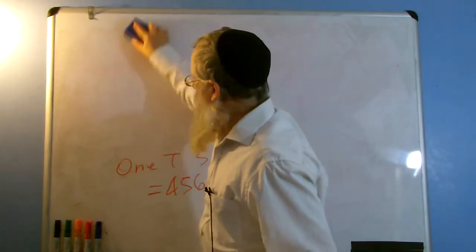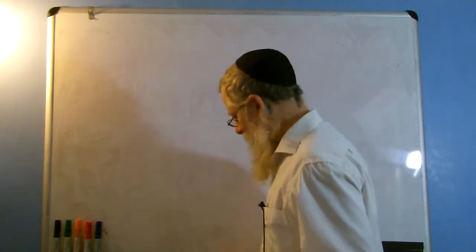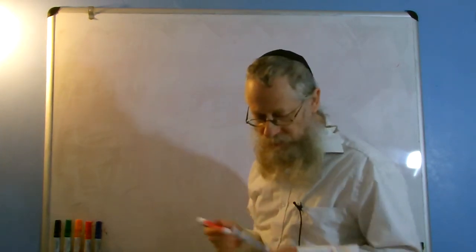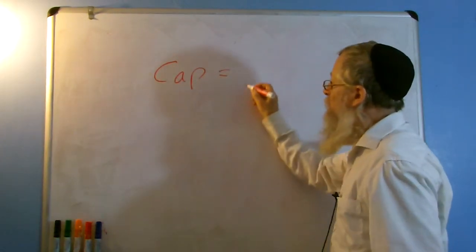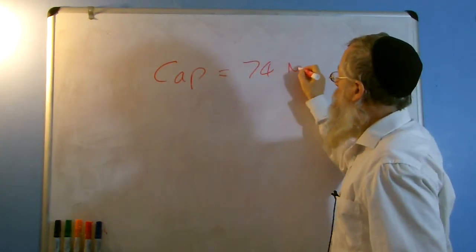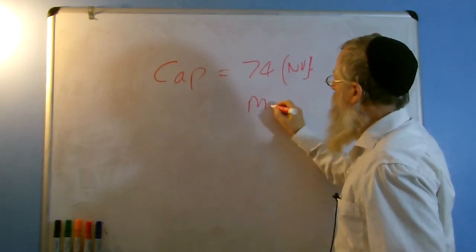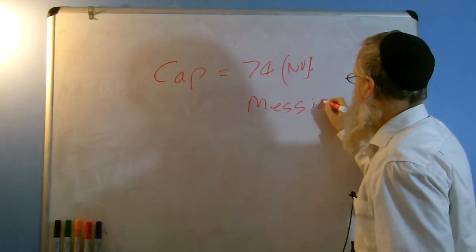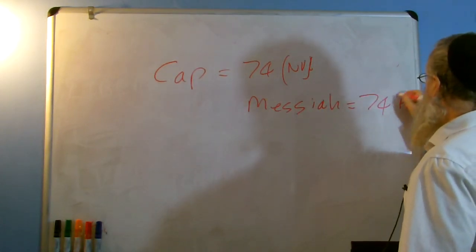And so one asks, why is there a capstone missing from the Great Pyramid? Well, this is what the capstone represents. The word cap has the normal value of 74, which is the same as Messiah in the placement value. So this is our messianic connection. I have done this before.